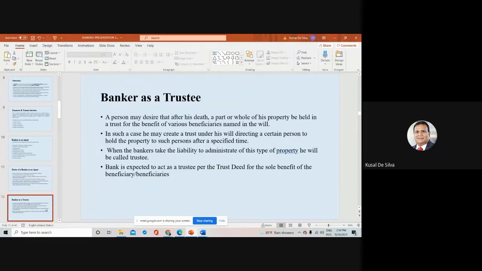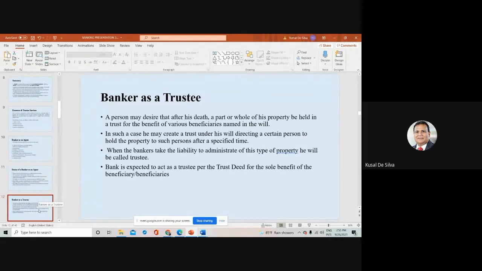The bank is expected to act as a trustee as per the trust deed for the sole benefit of the beneficiary or beneficiaries. It's very important. The bank cannot act contrary to the trust deed. It's very, very important to act in accordance with the trust deed. So the bank will get a fee for managing the trust property. So that is another thing.